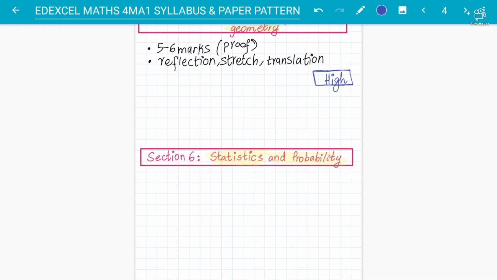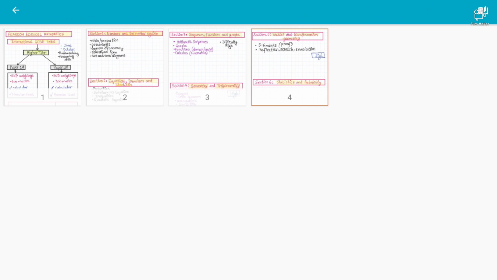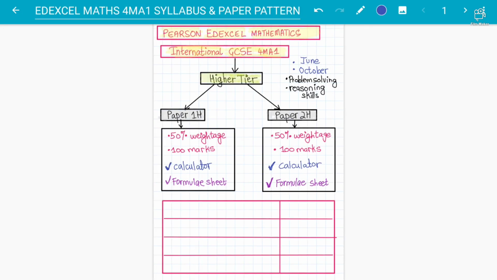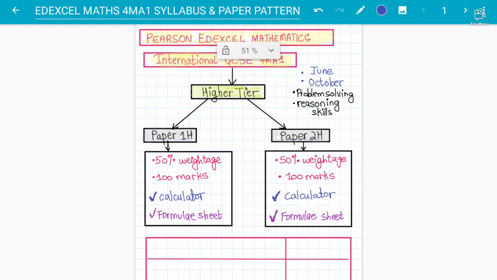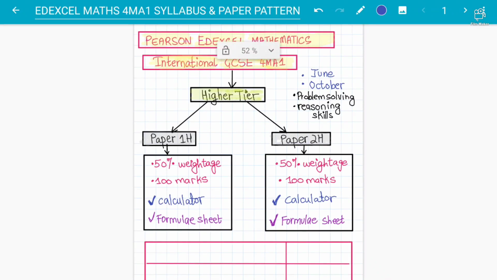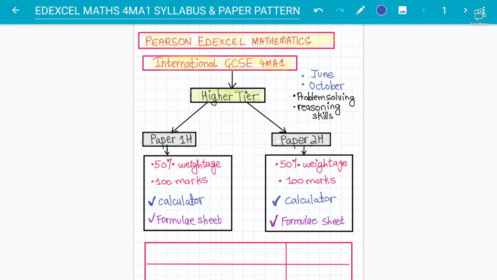Okay, so this is an overview of the syllabus. Coming back to the paper pattern, students, we have discussed a lot of things. One more important thing I would like to share is the grading system. You will be awarded between the grade of 4 to 9. If you are giving the higher tier, you can expect grade 3 as well, I believe, but students should be aiming for 7, 8, and 9. So 9 is the highest grade, followed by 7 and 8 respectively.